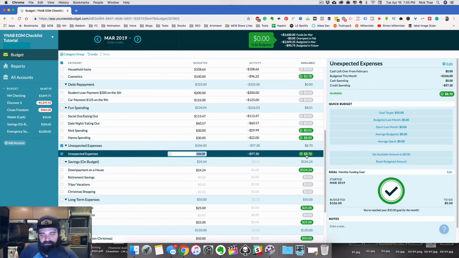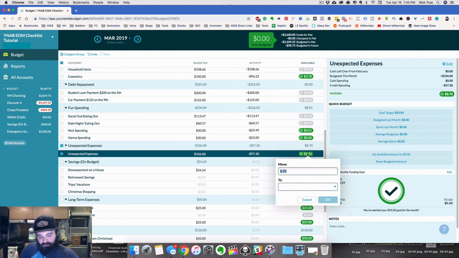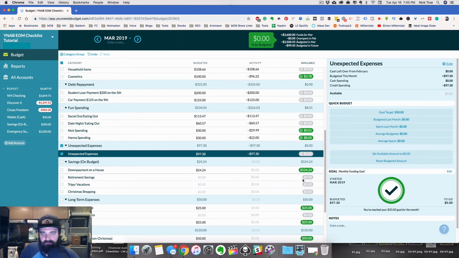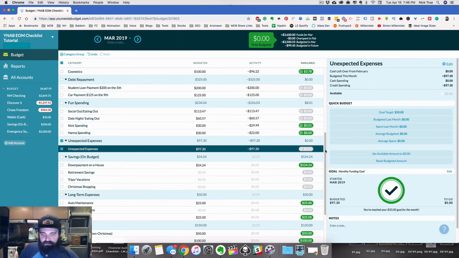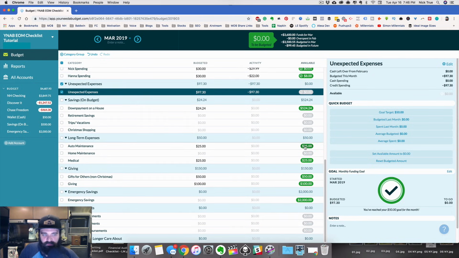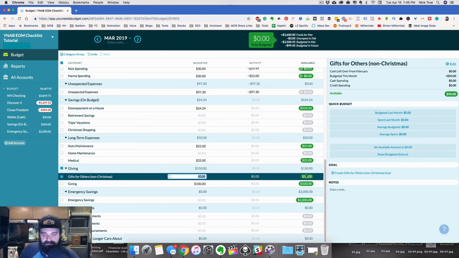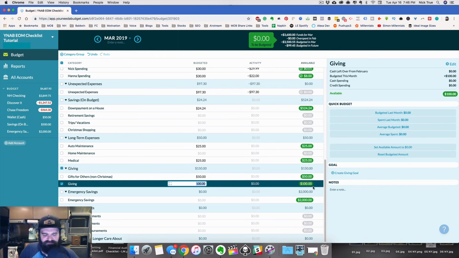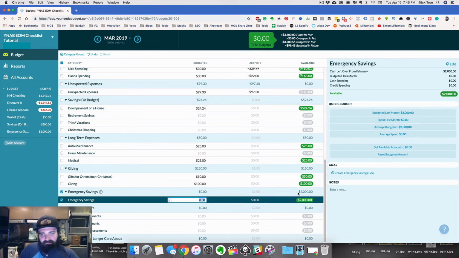So let's talk about that third thing, right? We said we can move it down to another goal, we can let it roll over, or we can move it up here to our to be budgeted, and then actually just go into April with a little extra money. This is a savings goal, so we're going to leave it. Auto maintenance, we're going to let that roll over because, again, we want to build up accounts here. Same with medical, gifts for others, non-Christmas, we're going to let that roll over because you never know when we're going to get invited to a wedding. Giving, we shouldn't be ending the month with giving, so in this example, maybe that's bad. Should have given that, and then emergency savings, of course, we will leave as well.